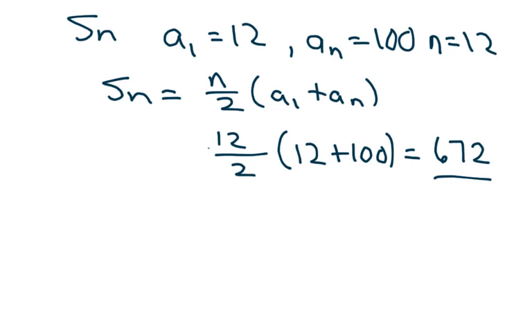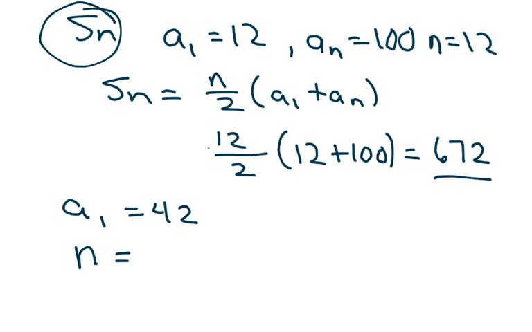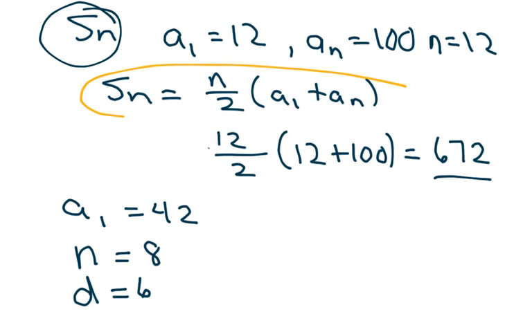Okay? Now, here's one where we have the d. We have a sub 1. We're going to find the sum again. A sub 1 equals 42. We have our n, which equals 8. And our common difference d is 6. So I can't use this formula. There's no a sub n. We don't know what term we're looking for. We just know there's 8 terms. So I could plug the n here, but I don't know what the term is. So I'm going to use the other formula.